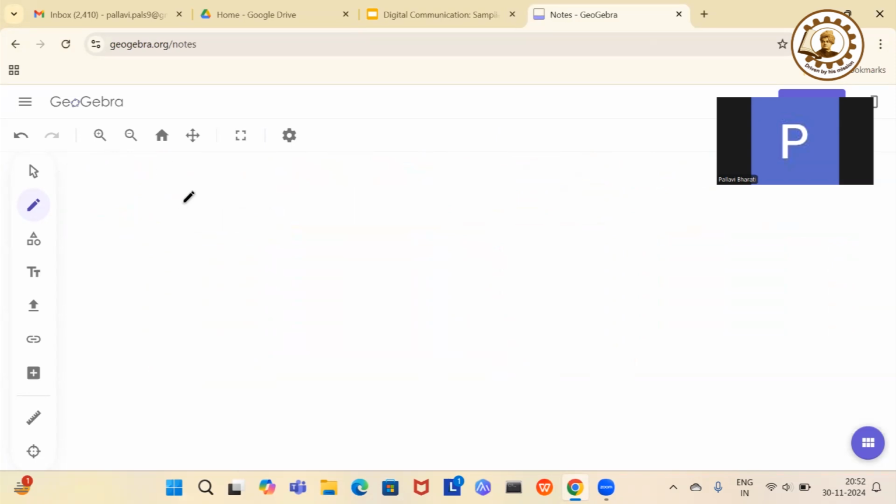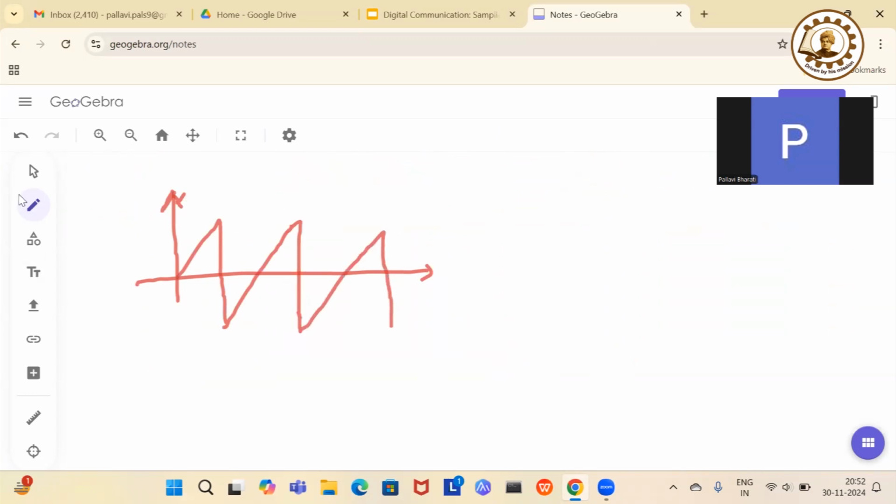Okay, so this is your message signal. First, I will draw a sawtooth waveform. So this is your sawtooth waveform. There was a sawtooth generator. You can see over here, this one I have drawn as a sawtooth waveform. And above this, I will put a message signal. See, I'm taking the message signal in this manner.